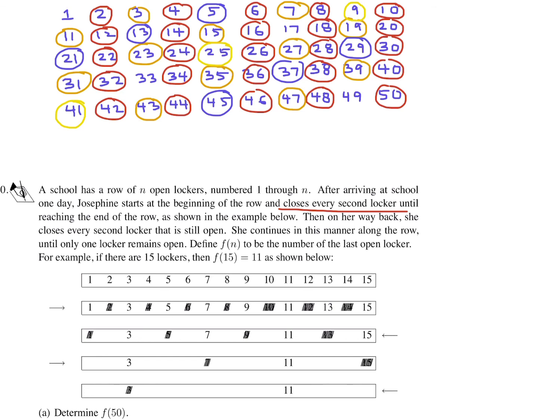Going in the other direction, closing every second locker: 17, and then 49. And then now going in the other direction, closing every second locker, and that closes 1. So the only one I'm left with is 33. So that basically means that F at 50 is equal to 33. So we did that manually.